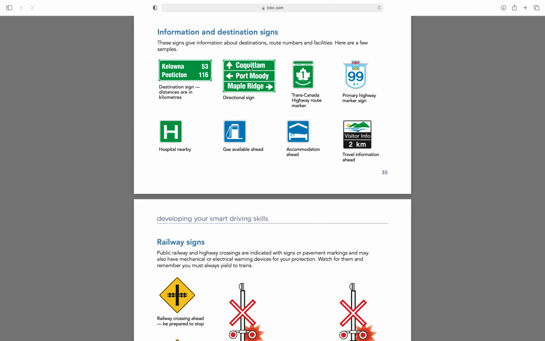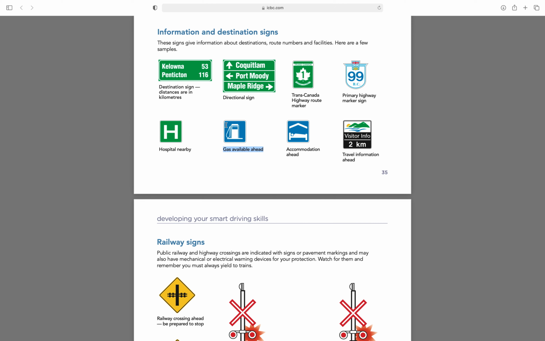This is a directional sign, so if you're supposed to take one route for a different city, you would just pay attention to which ones are where. These are on our Highway 1, just to let you know that you are on Highway 1, or for example, Highway 99. And then this sign is for nearby hospitals. Sometimes it's blue as well, and it's just to tell you that a hospital is nearby.